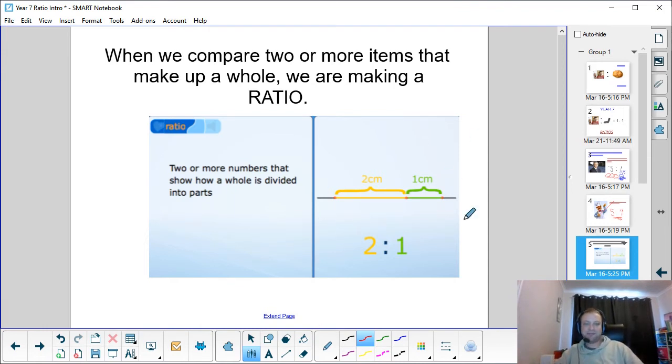We have a visual example here. We have a 3 centimeter stretch, and we've split it up into 2 pieces, right? We've got a 2 centimeter stretch and a 1 centimeter stretch. So the ratio of yellow to green is 2-1, right? So you can copy this one down, and we'll do some examples of the work you're going to do today in a minute.